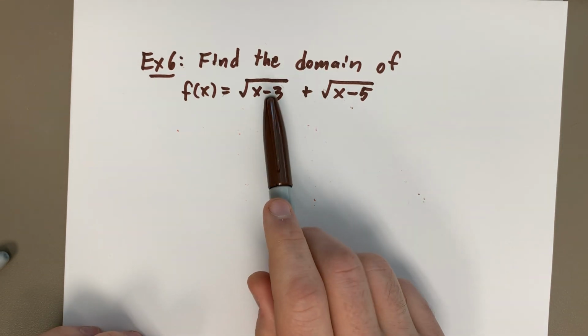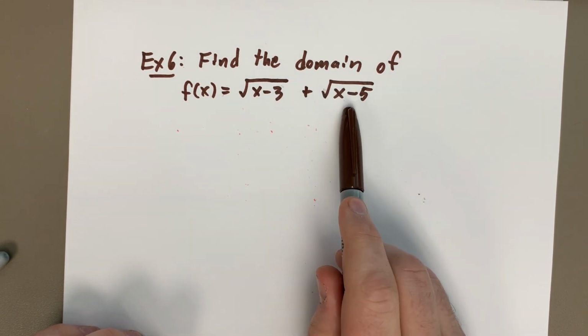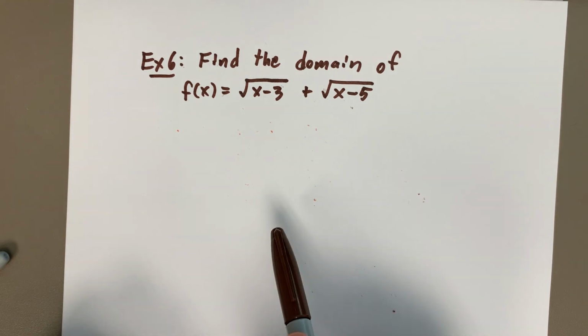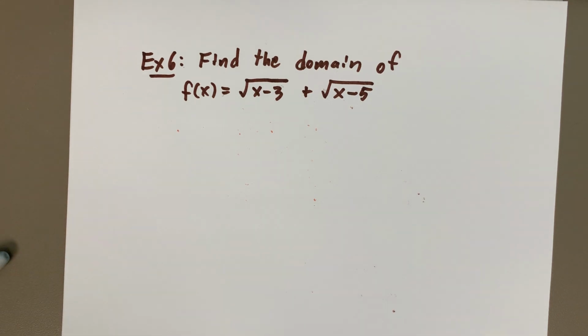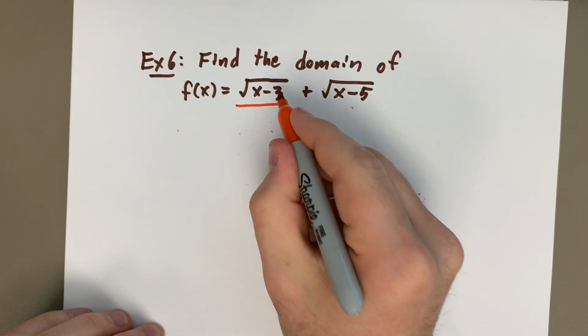So what we're going to first do is find the domain of this, then we're going to find the domain of this, then we're going to plot the domains on a number line and see where they intersect. All right, so let's first look at this one. I'll do this in different colors here.